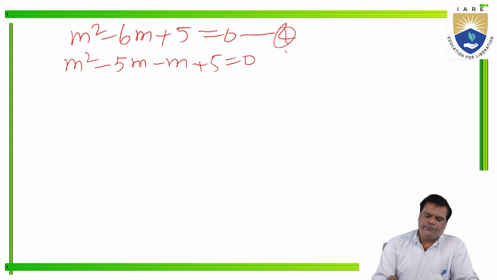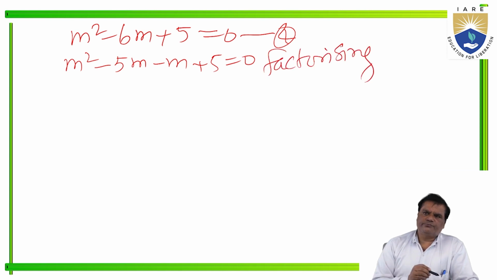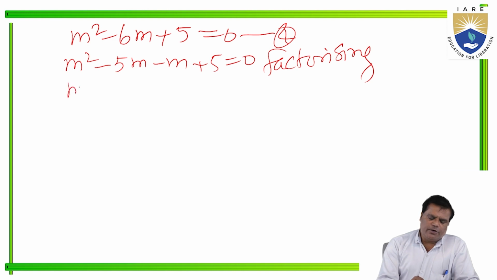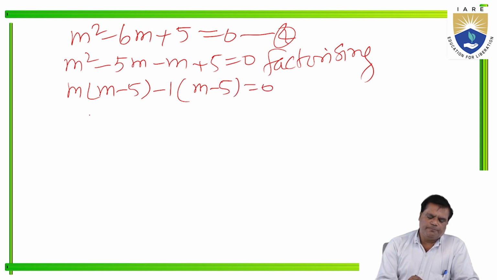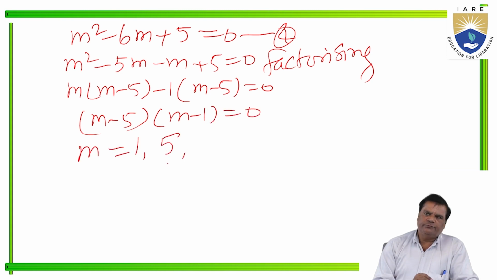Factorizing here, m common, m minus 5, minus 1 common, m minus 5 equal to 0. So m minus 5 and m minus 1 equal to 0. So m equal to 1 and 5. Roots are different.